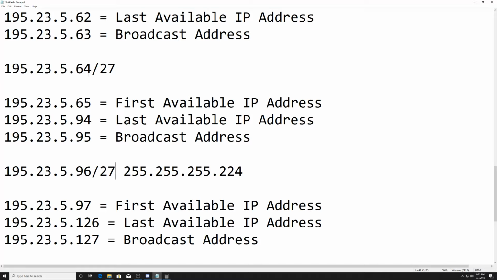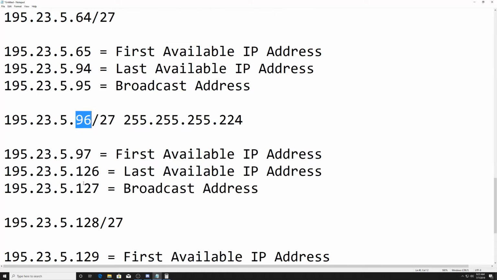So in this network of 64, the first available IP address is 65 that you can use. The last available is 94. 95 is the broadcast address within this 64 network. So now .96 is the new network. The first available IP address is 97. The last available IP address is 126. And the broadcast is 127. You cannot use that again.